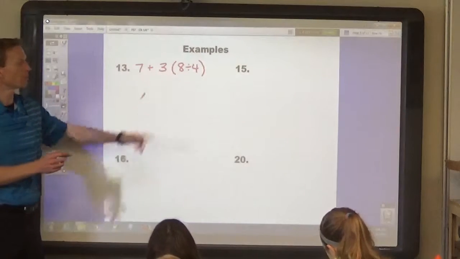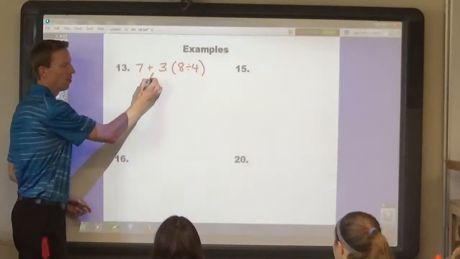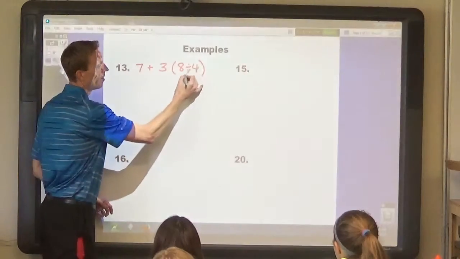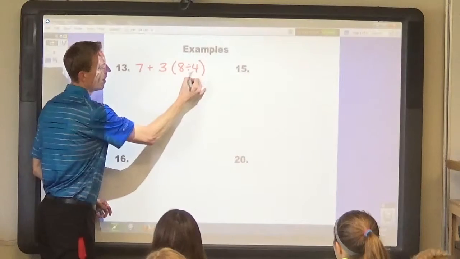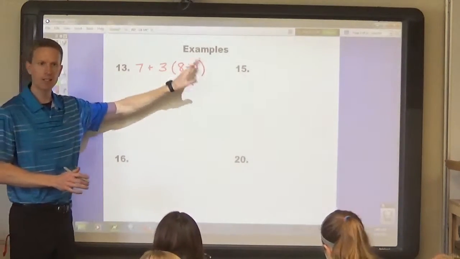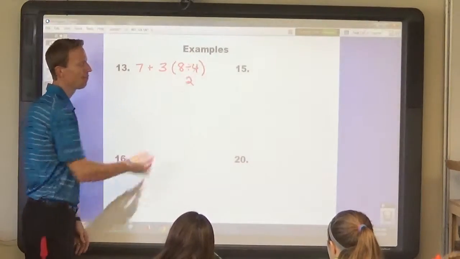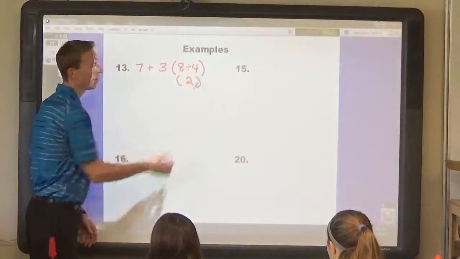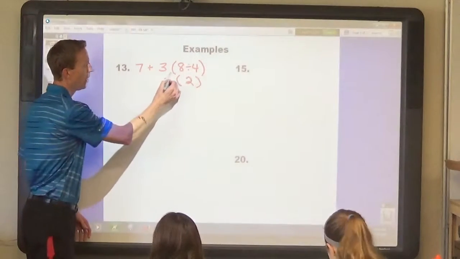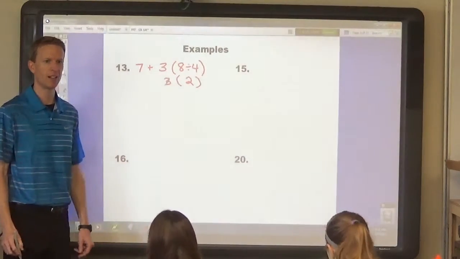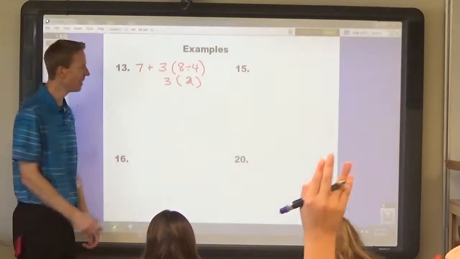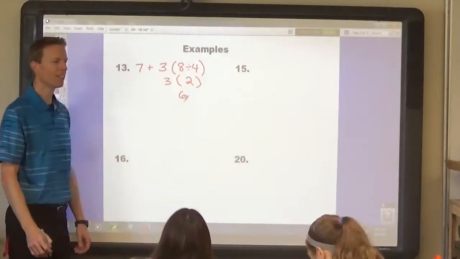So, would we add 7 plus 3 first? No. What would we do first? Amelia? 8 divided by 4. And I'm going to write the answer right underneath the expression. That's simplifying it. This shows 8 divided by 4 is 2. Then I can bring down what's left. Bring down the 3. What is that? 3 times 2. 6.